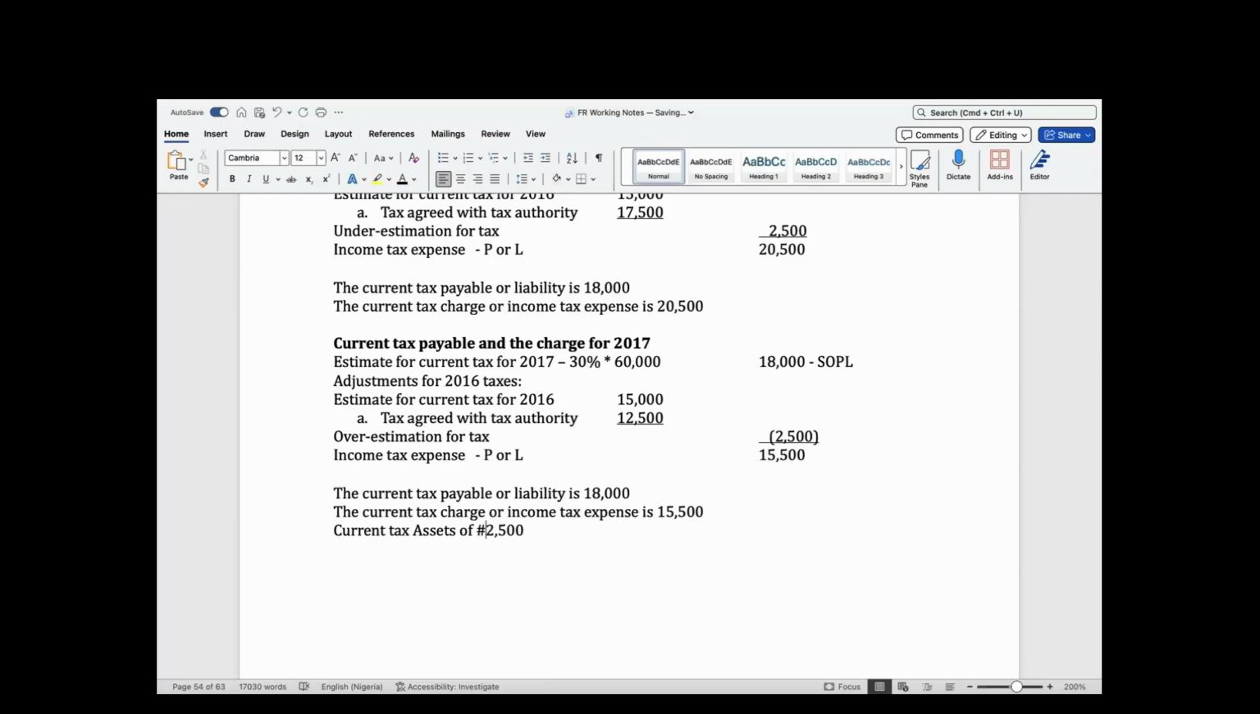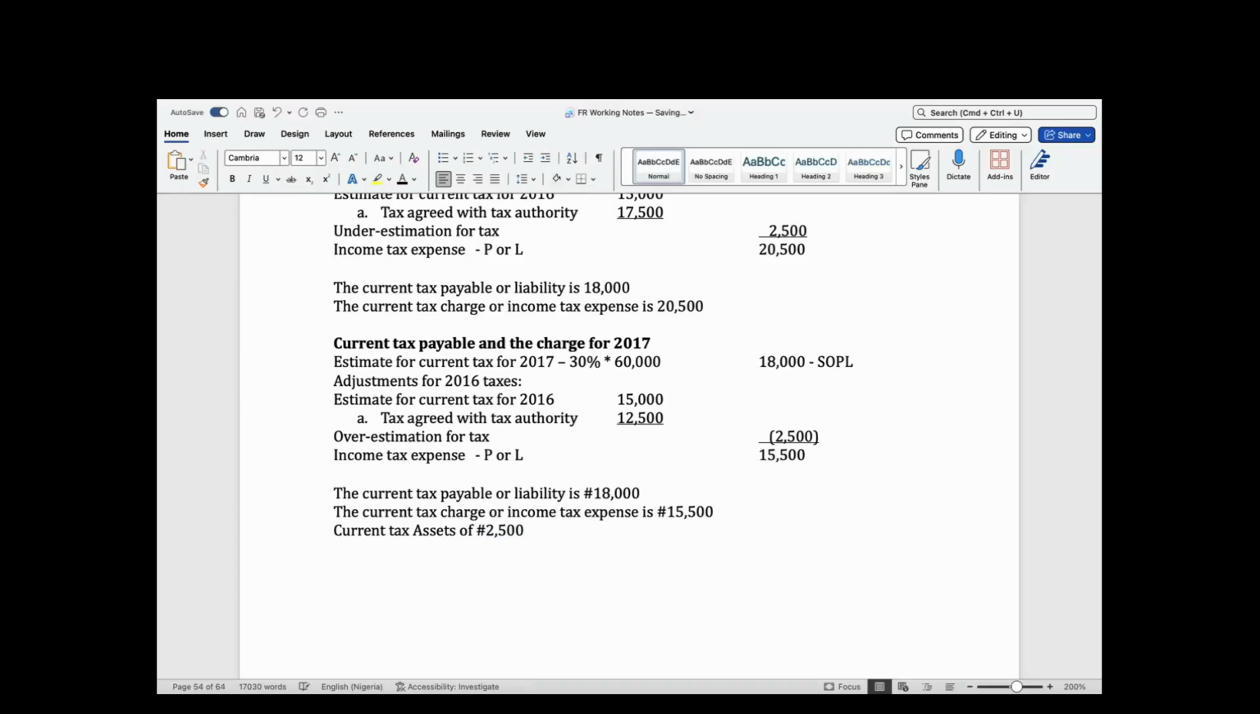In accounting, in fact, IAS 12 mentioned it specifically: don't offset. Some people argue that since we have 2.5, why not offset the 18,000 payable against the 2.5 asset so that we will have a net liability of 15? No, we don't do that in accounting. So you need to let us know your liability for this year. Then separately disclose this one too, so that we'll see, okay, you're expecting 2.5 from them.